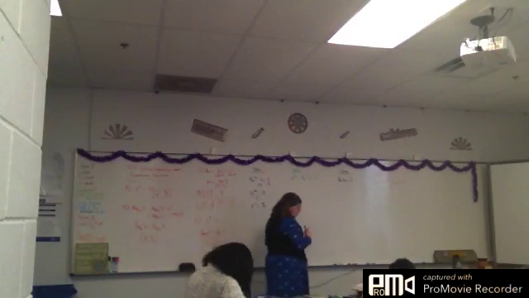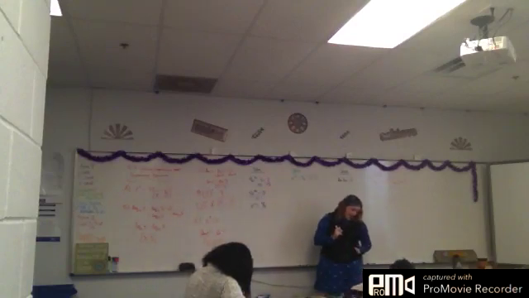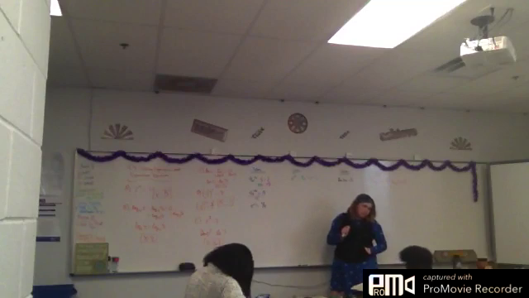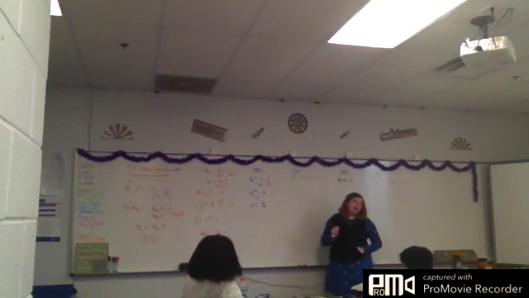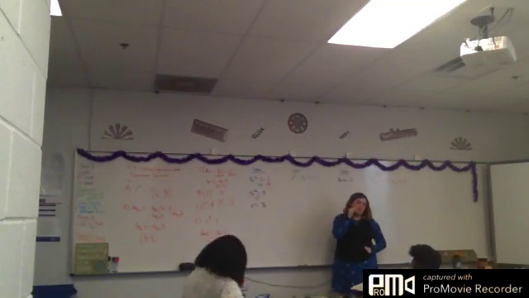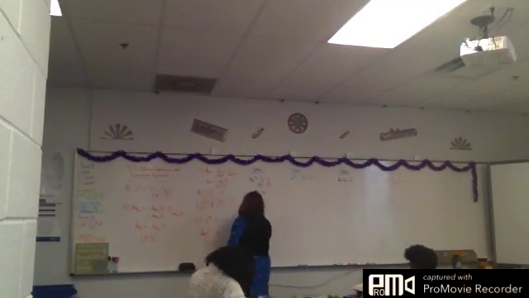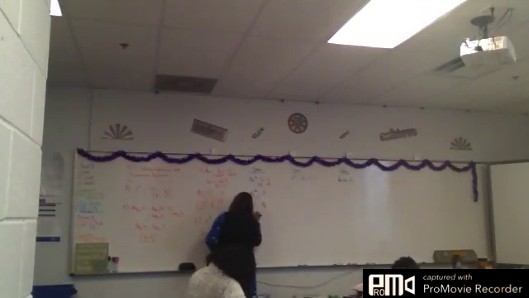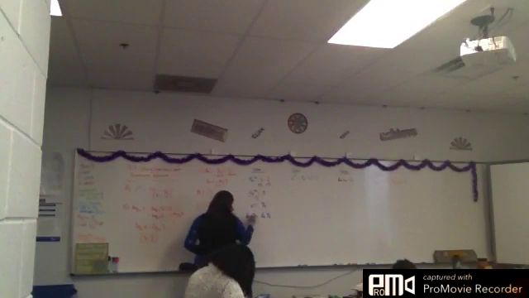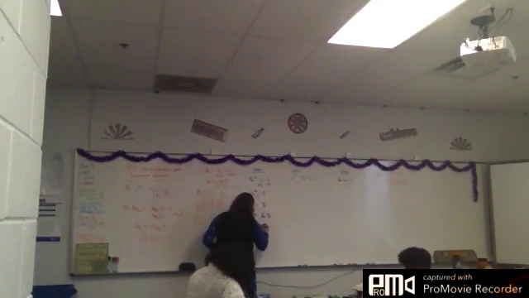Now what do you think I need to do? How do you get rid of e? ln. So I have to put ln on this side, and I have to put it on the other side too. ln of 5/4. So then those cancel. 2x equals ln of 5/4.